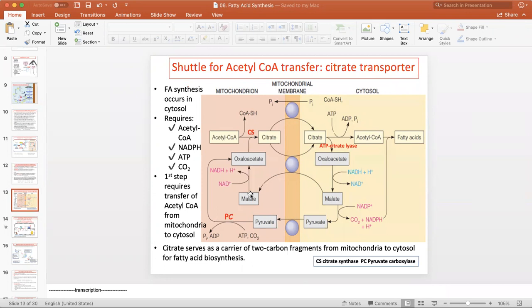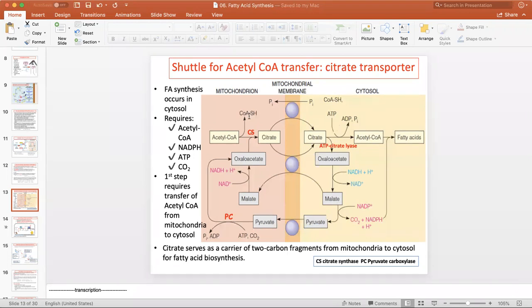We have the mitochondria over here and the cytoplasm over here. In the mitochondria, we have citrate, and the citrate is building up. So we shunt the citrate outside, into the cytoplasm. In the cytosol, we break the citrate down into oxaloacetate and acetyl-CoA. We use the acetyl-CoA for fatty acid synthesis. What do we do with the oxaloacetate? We convert it into malate and pyruvate so that we can make some NADPH, and this NADPH is the energy for fatty acid synthesis. Then we shift the pyruvate back in so that we can make more oxaloacetate, so that we can make citrate, and then the citrate is shunted outside.